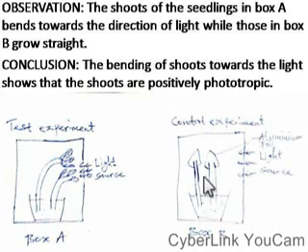In box B, that is the control experiment, the shoots of the seedlings are covered with aluminium foil to prevent the light rays from reaching the shoots directly. Thereby, the shoots are unable to bend toward the light source, because the light did not reach the shoots of the seedlings in box B.